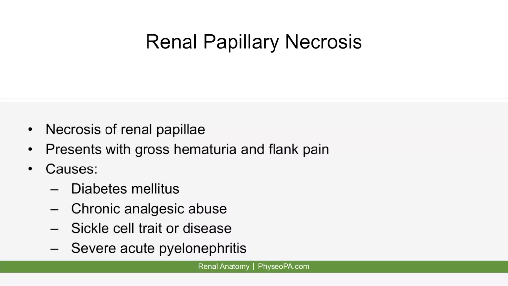Now let's briefly discuss renal papillary necrosis. As the name suggests, renal papillary necrosis is necrosis of renal papillae. This presents with gross hematuria and flank pain. The renal papillae receive their blood supply from tiny arteries that are highly susceptible to ischemia. Eventually, this ischemia leads to necrosis, which causes those necrotic cells to slough out and lead to hematuria.